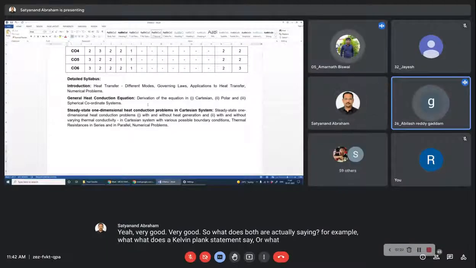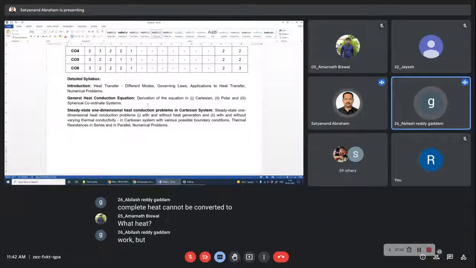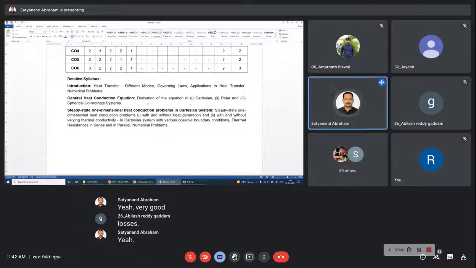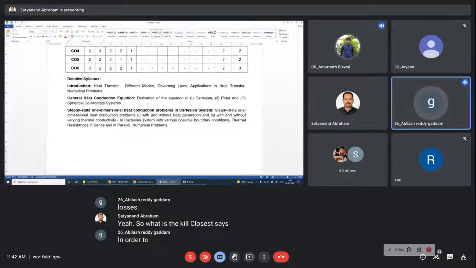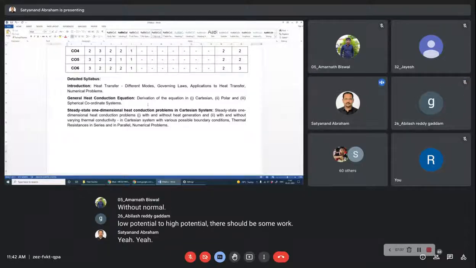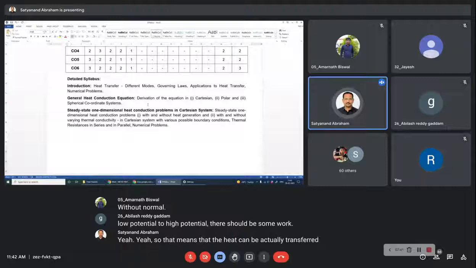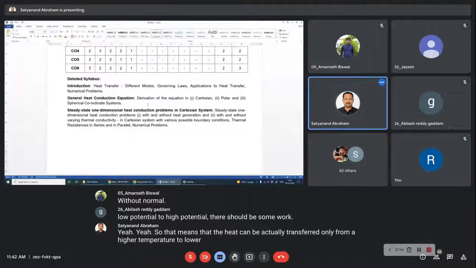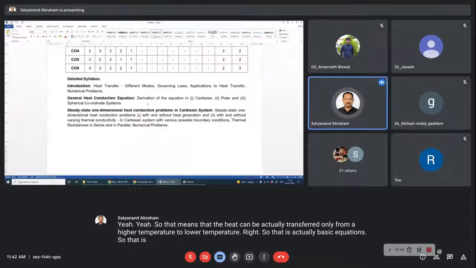Heat cannot be completely converted to work, there should be some losses. Very good. So what does the Clausius statement say? In order to transfer heat from low potential to high potential, there should be some work. So that means heat can be transferred only from a higher temperature to a lower temperature, right? So that is a basic principle, and these two are the basis of the heat and mass transfer course itself.